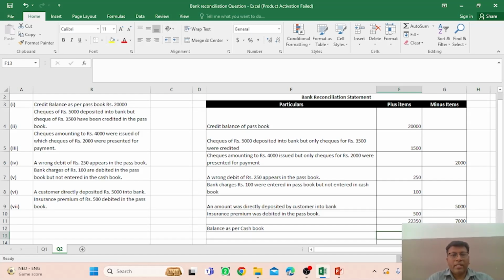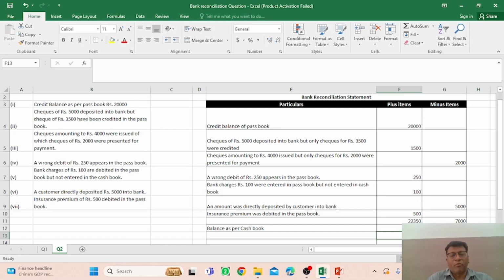Okay, so I think now after trying these two numerical exercises, no doubt you have the experience of how to prepare the bank reconciliation statement very effectively. And my suggestion to you is that if you go for more exercises, more practical problems, no doubt you will have the ability to prepare the bank reconciliation statement very effectively.